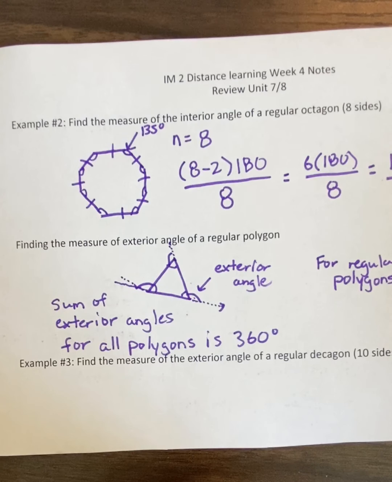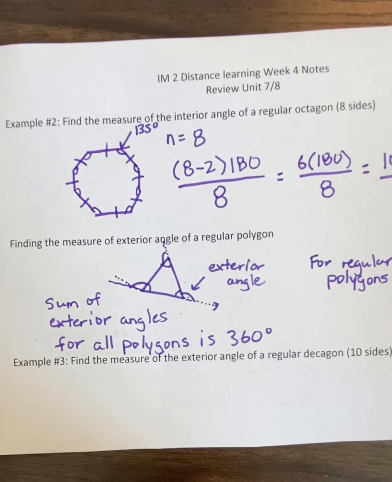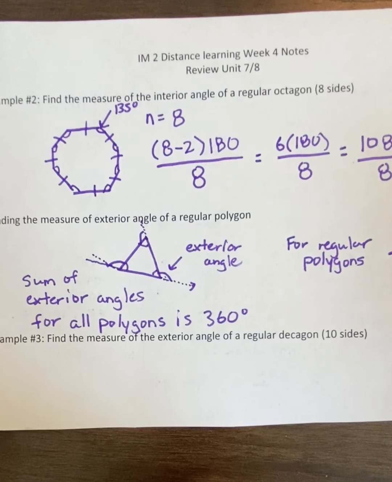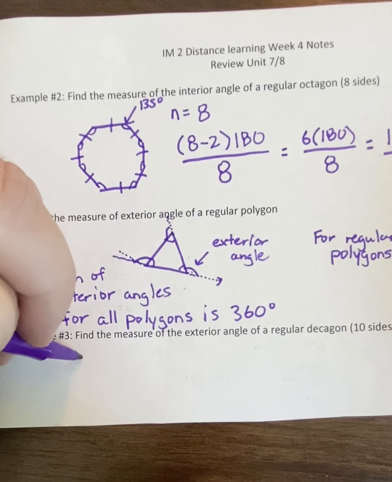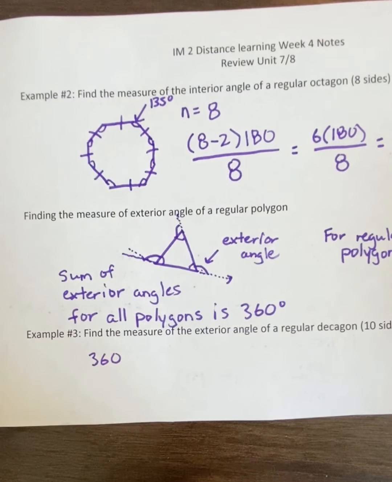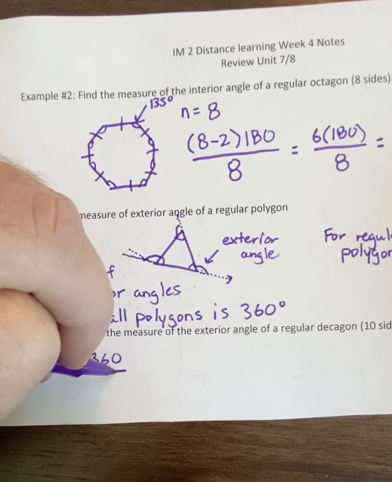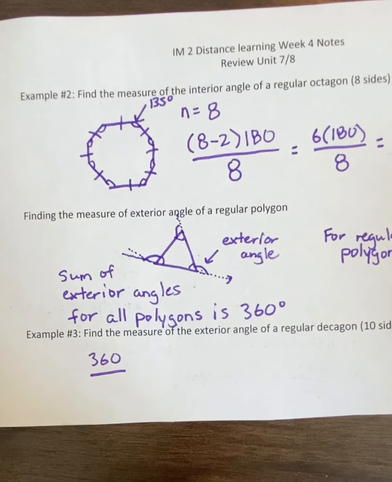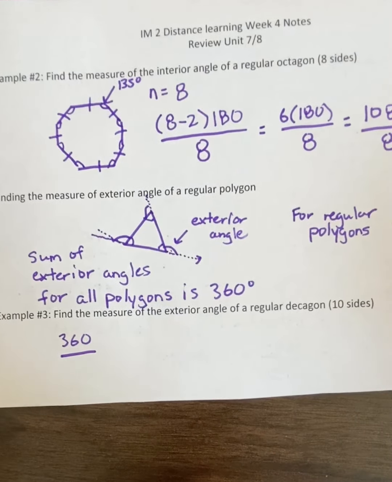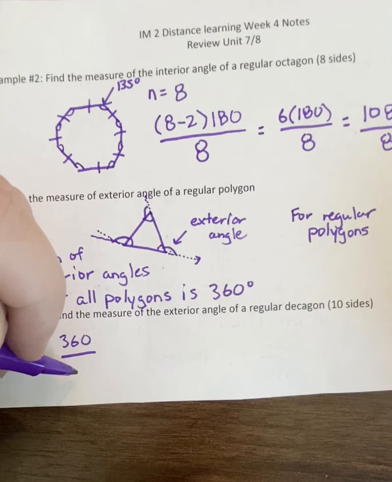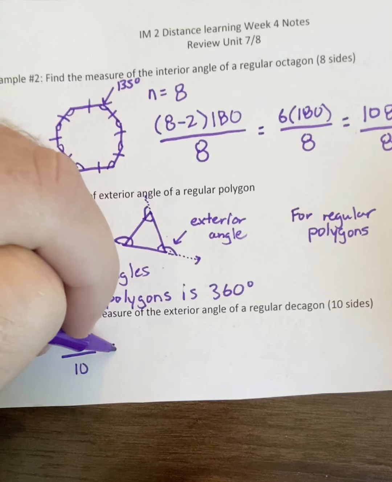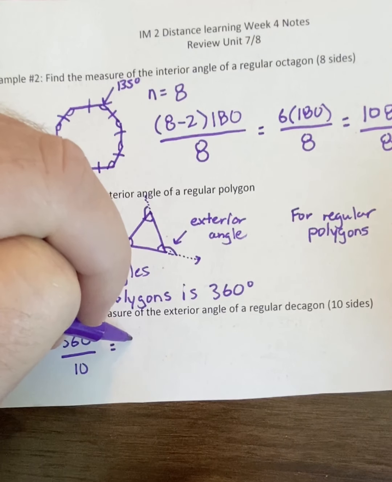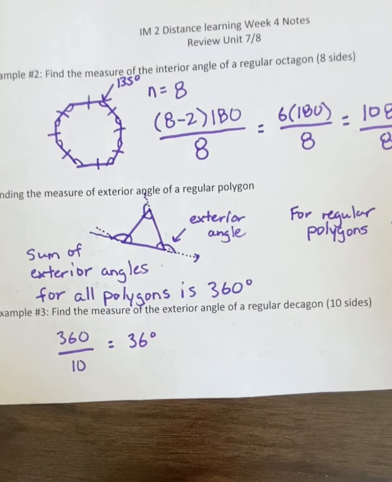So example 3 says, find the measure of the exterior angle of a regular decagon with 10 sides. Well, see, this is very simple here. We just take 360, because the sum of all the exterior angles will be 360, and divide by 10. And so the exterior angle is going to be 36 degrees. That's it.